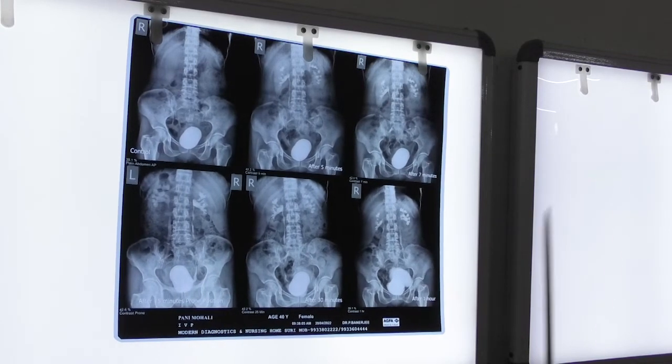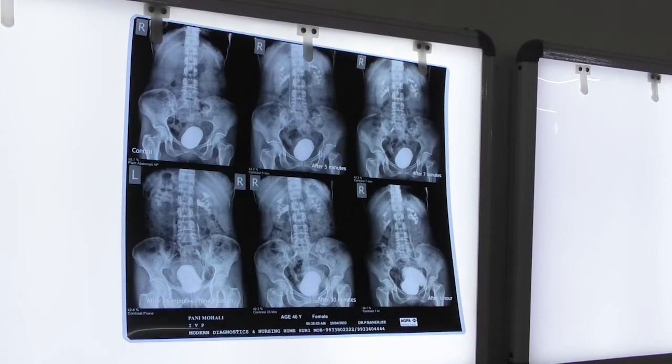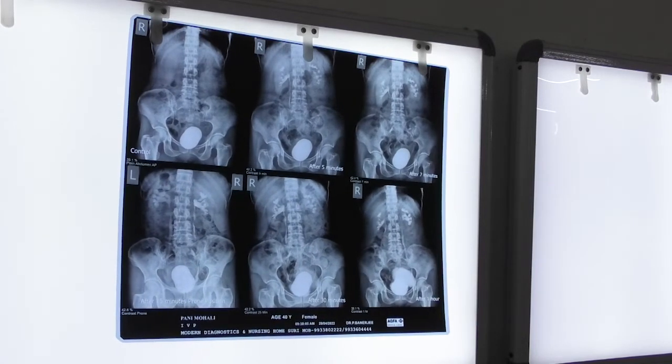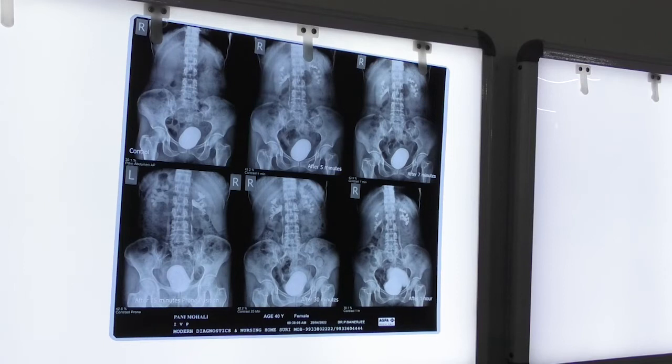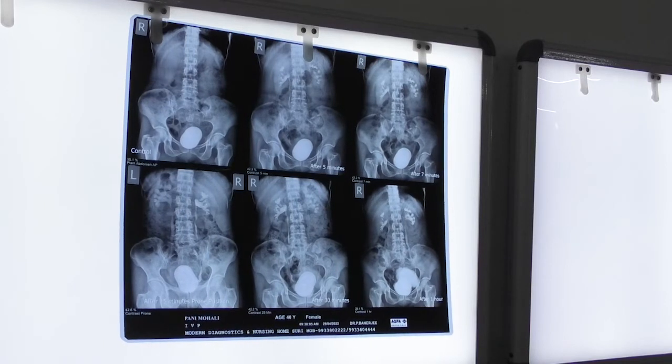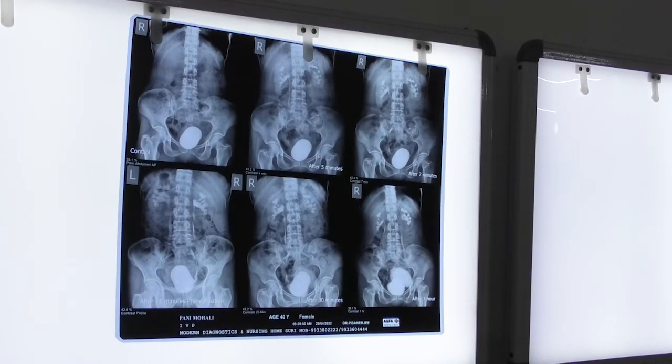Or descending pyelogram. What we can do in another way, we can pass the dye through the cervix. Through the cervix it goes to the kidney.